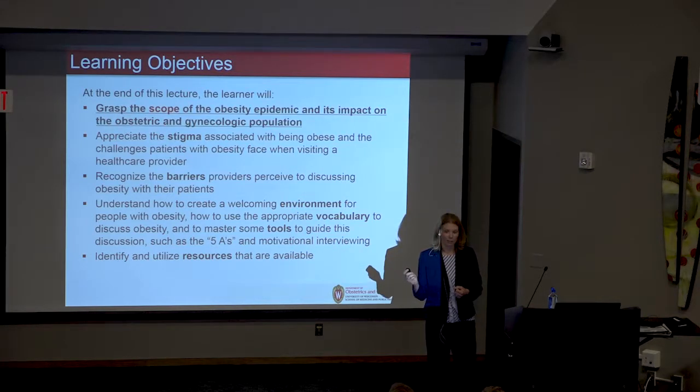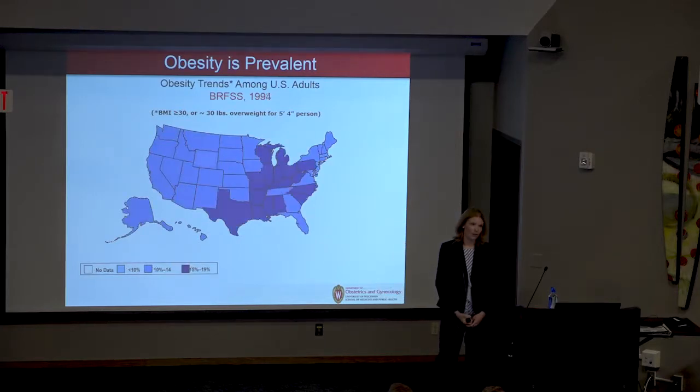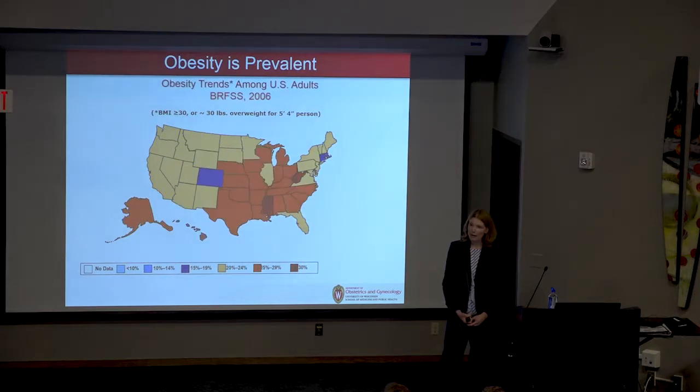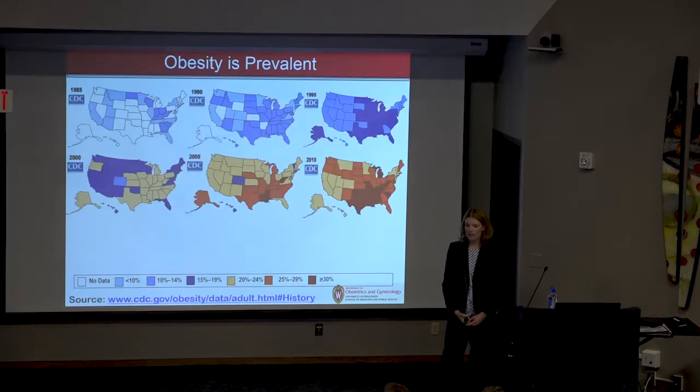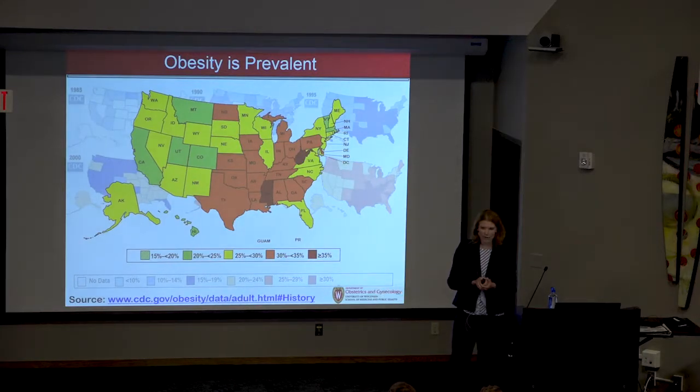So first I'm going to talk a little bit about the scope. Over the last 30 to 35 years, the prevalence of obesity in this country has risen dramatically, as you can see in these pictures. When we first started collecting this data, many states had under 10% rates of obesity, and in 2013 they had to completely rechange their color coding because no state had less than 20% rate of obesity.